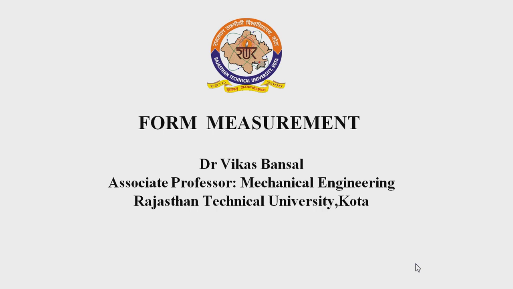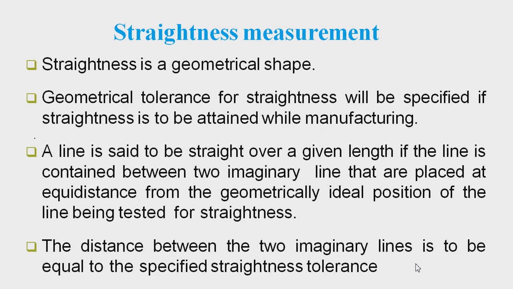Form measurement means measurement of straightness and measurement of roundness. Now, first of all, we should know what straightness is. Basically, straightness is a geometrical shape, and geometrical tolerances for straightness will be specified with the straightness to be attained while manufacturing. Now, what is straight?